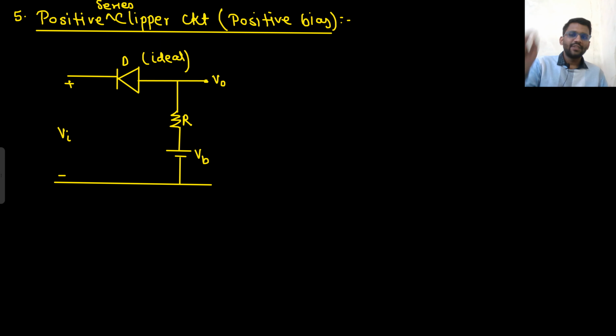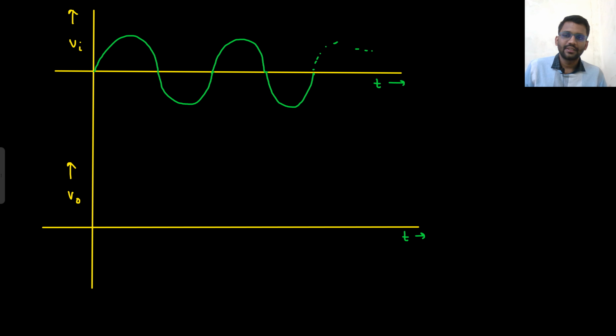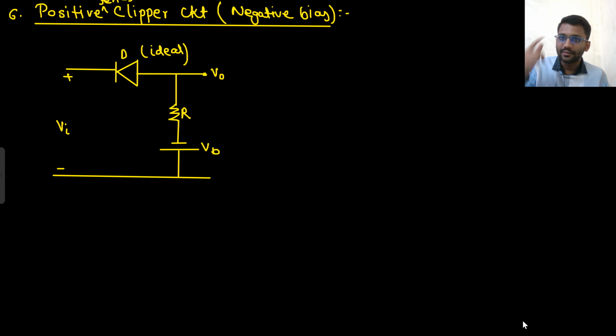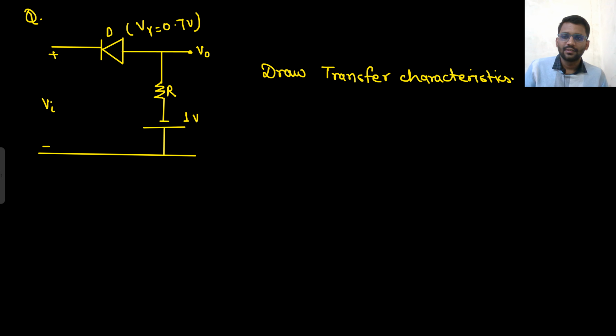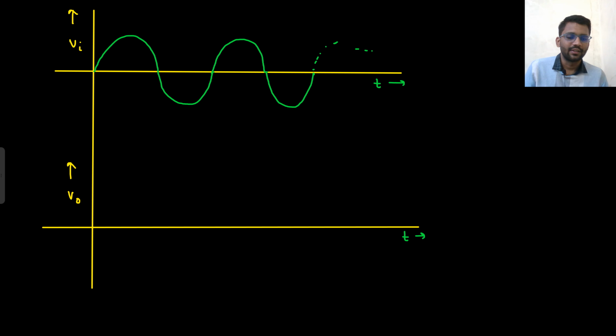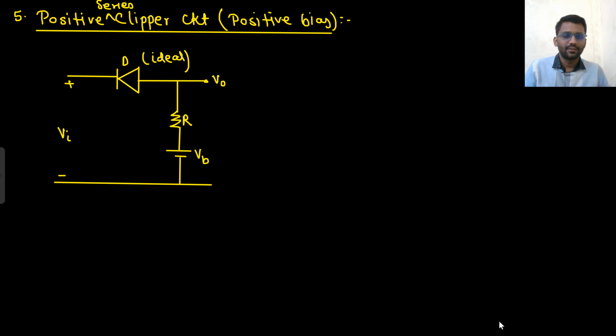So now, positive series clipper circuit with positive bias. And then we will study positive series clipper circuit with negative bias. Then again one more question. So this way we are studying. Try doing it on your own again and then see the solution. Okay, so let's do this. We are applying the open circuit test.